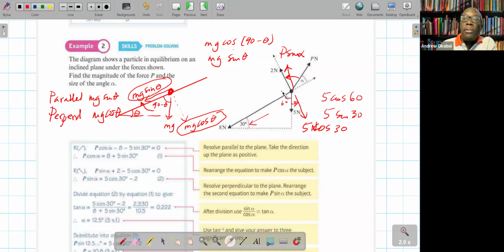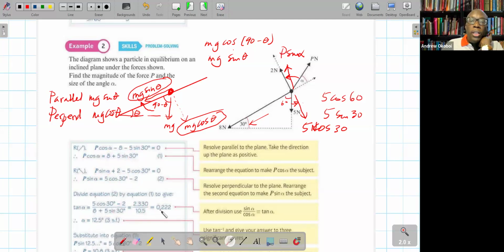P sine alpha, which is this one up here, plus 2, which is also pointing upwards, minus 5 cos 30, which is this one downwards, should equal 0. And of course, you can rearrange this and take all the numbers to the right side, and now we get P sine 30. Now, whenever we get something like this, we will take this expression and divide it by this one and get tan alpha. So you divide equation 2 by equation 1. So tan alpha will be this expression divided by that one.